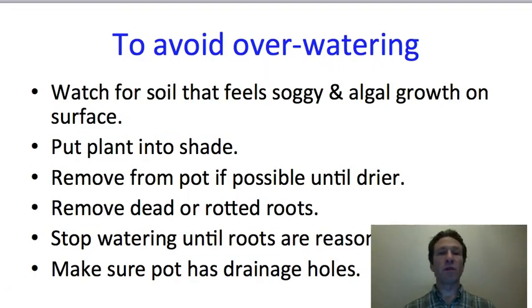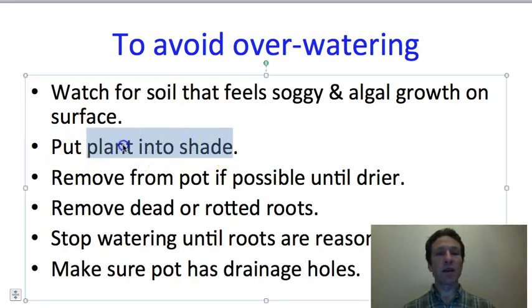How can we avoid overwatering? Well, first, don't water too much. Second, watch for soil that feels soggy to the touch. Also, if you see algal growth on the surface, that's a sign you might be keeping it too moist. If you do detect overwatering, move the plant to the shade. That's counterintuitive because the sun would help water evaporate faster.